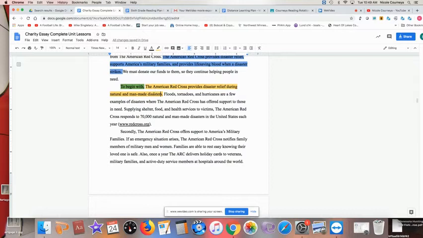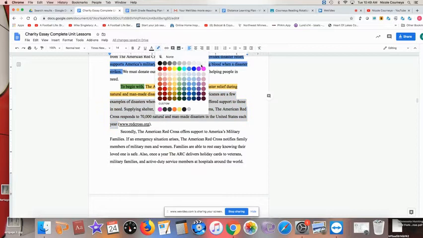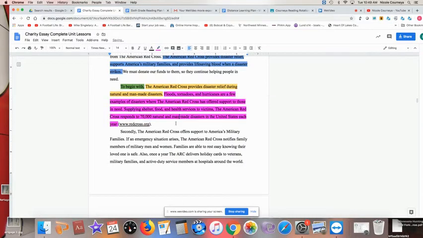Okay, you'll notice with my topic sentence that they don't go into any details. They put a period, and then now we go into the details. Okay, those details tell us more about the disasters. Okay, and they found a lot of really good information. They gave us some specific names of disasters. They tell us specifically what things that they did. And boy, I love this one, 70,000, that's a lot. So that number is super powerful and makes people really want to help the American Red Cross.